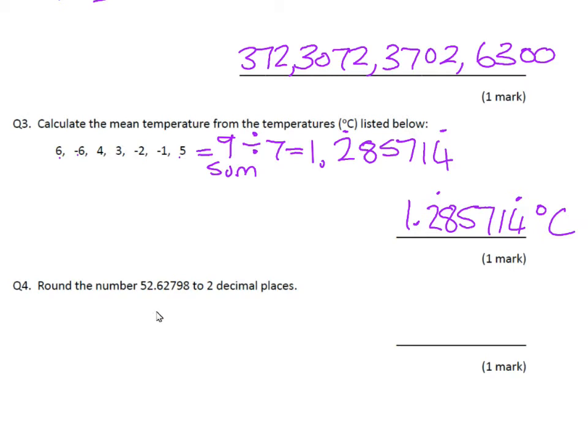Question 4. Round the number 52.62798 to 2 decimal places. 2 decimal places mean we're going to cut it off here. We're interested in the 2 and what follows it. After the 2 is a 7, so we're going to round that number up. So we end up with 52.63.